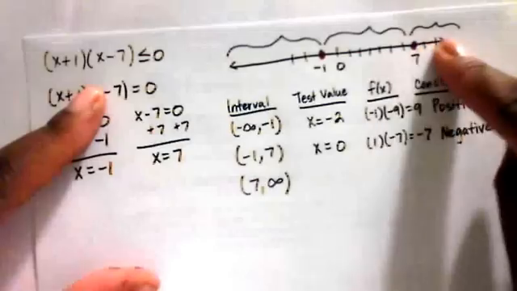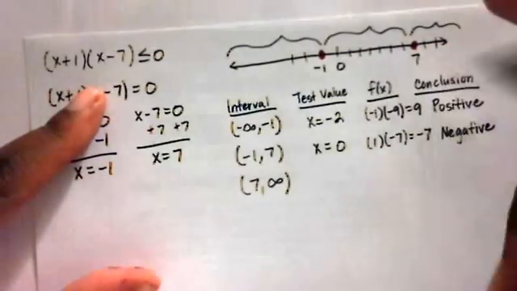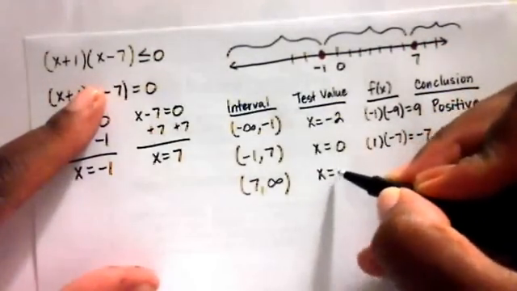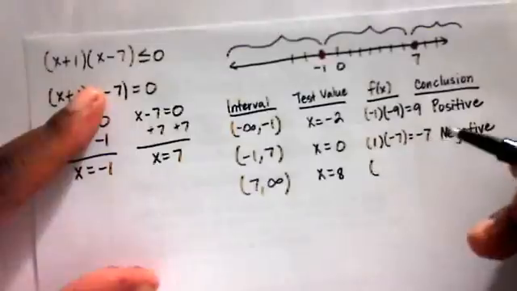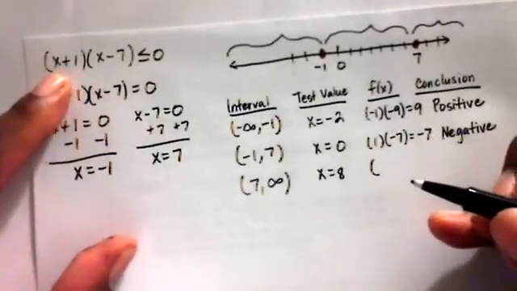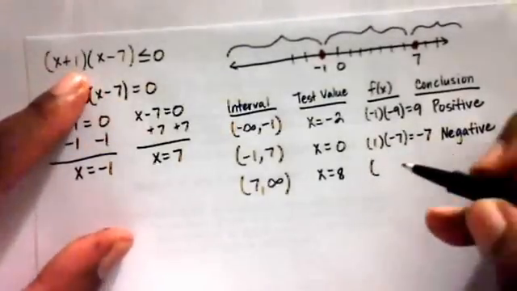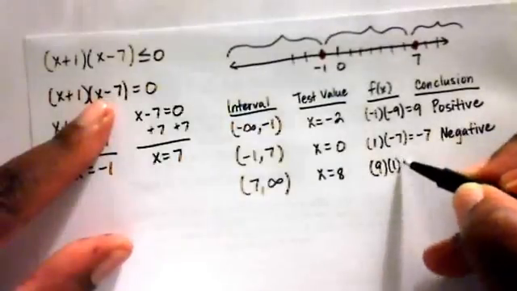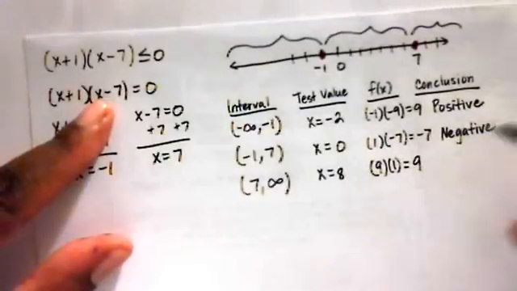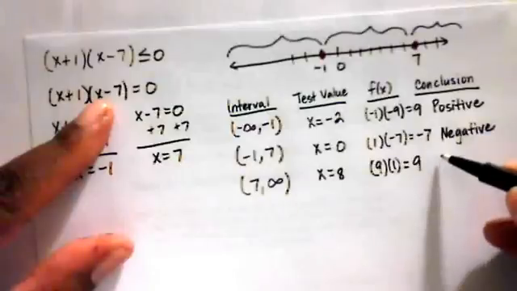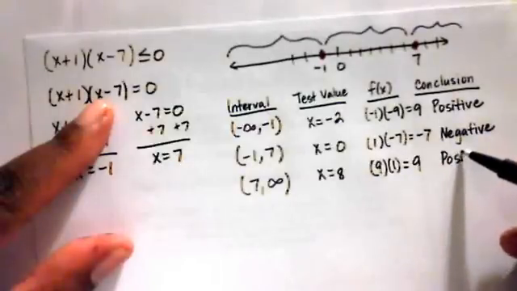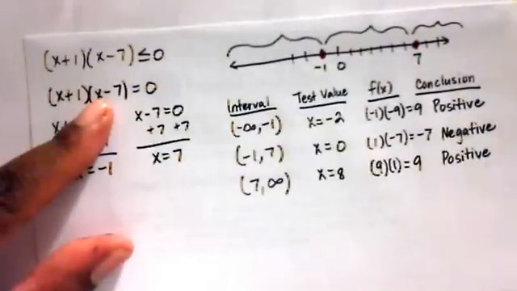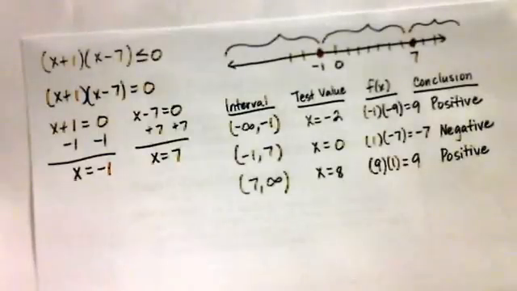And then finally, from 7 to infinity, that's this part right here, I'll use x is equal to 8. And then substitute 8 in for x, so 8 plus 1 will be 9. And 8 minus 7 will be 1. 9 times 1 is 9. And 9 is positive, so that means from 7 to infinity, my f of x values will be positive.